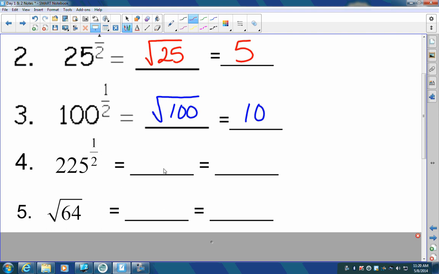Okay, so the first blank right here is the square root of 225. Somebody told me what that was. It's 15. Okay? How could I write the square root of 64 with an exponent? 64 to the 1/2, which is 8.